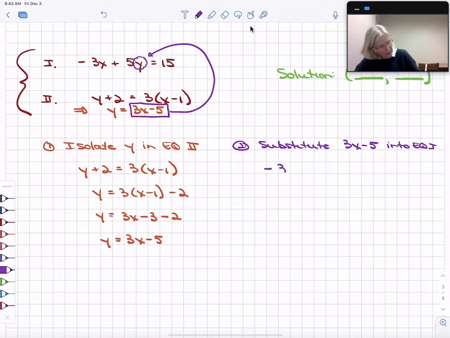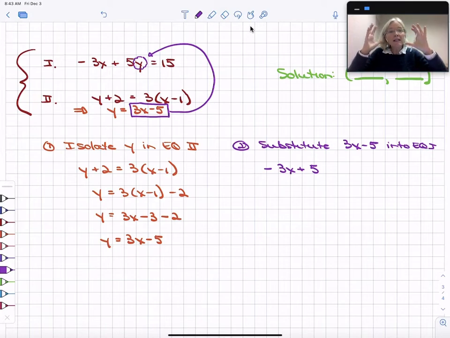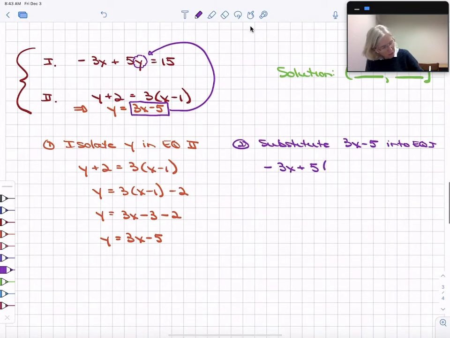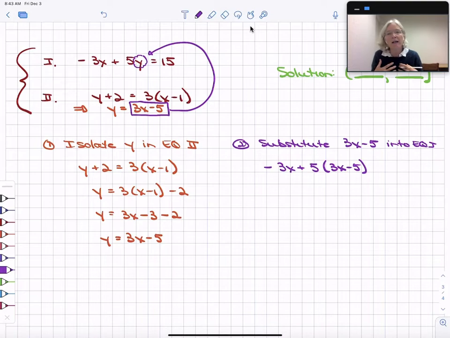So I'll have negative 3x plus 5. Now it's got to be 5 times the entire value that y is. So I'm going to wrap that in parentheses because I need to multiply the entire expression, 3x minus 5, times 5. And that equals 15. Here again, our goal, we took a system of 2 equations with 2 unknowns, and using the substitution, we now have one equation with one unknown that we can solve. Does it take a little work? Sure, but we can solve it.